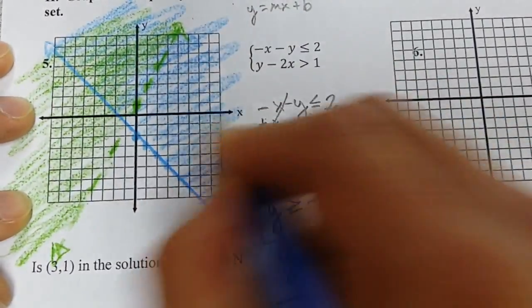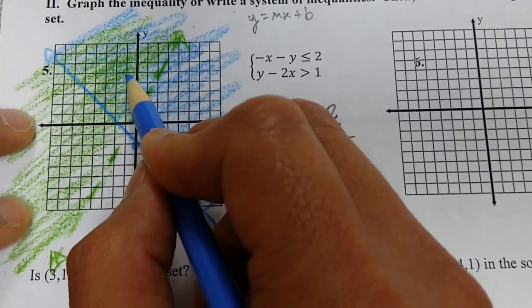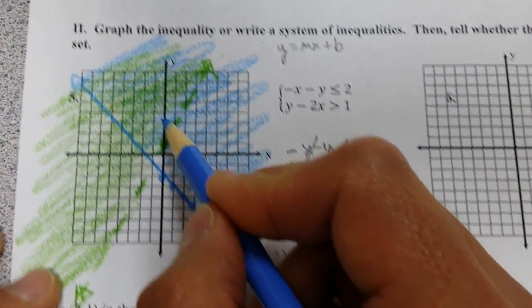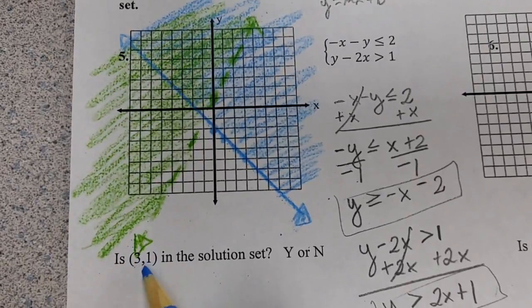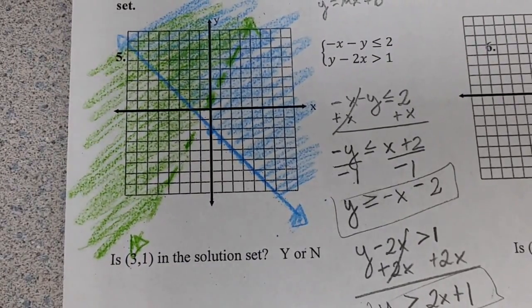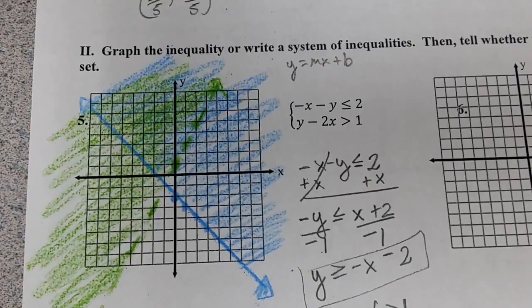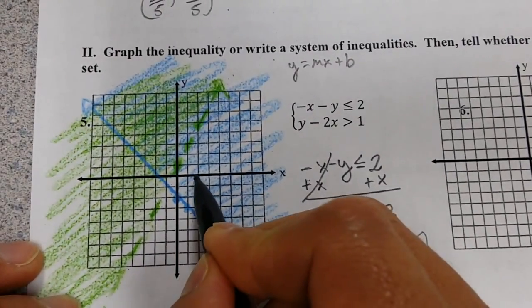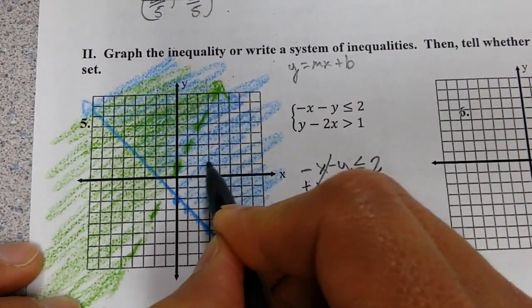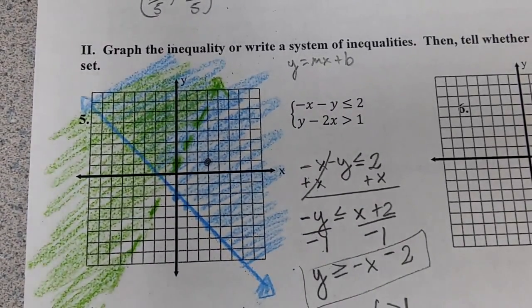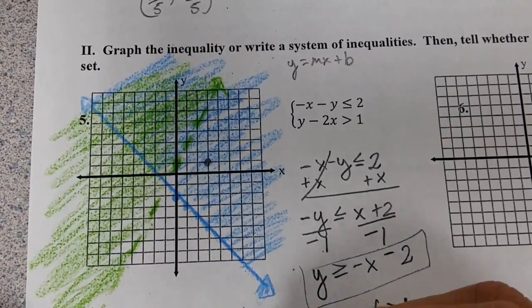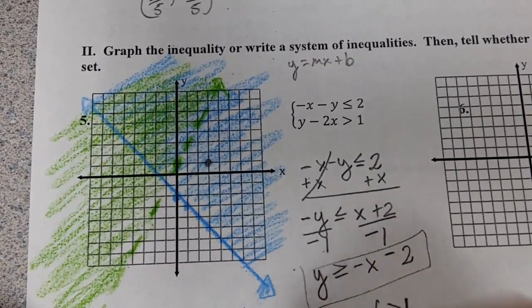Okay. So where the two colors overlap, that is my solution set. Any points inside that overlap section are my answer. Now it asks you, is 3, 1 in the solution set? Well, where's 3, 1? 1, 2, 3, up 1, right here. Is it inside the shaded area? No. So the answer is no.